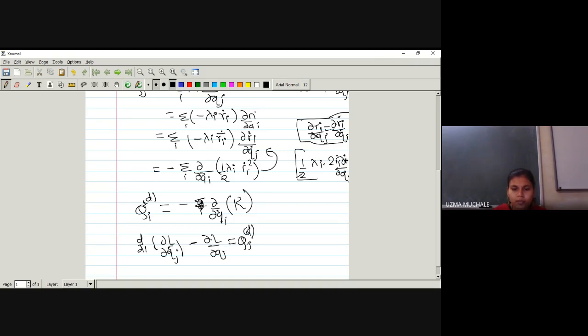Now what is the value of Qj d here? It is nothing but minus dou R by dou Qj dot. So instead of this, the value here is dou R by dou Qj dot. Hence, in case of a frictional force and non-conservative force, we have this equation. Any doubt for this? If not, we'll go for the next derivation.